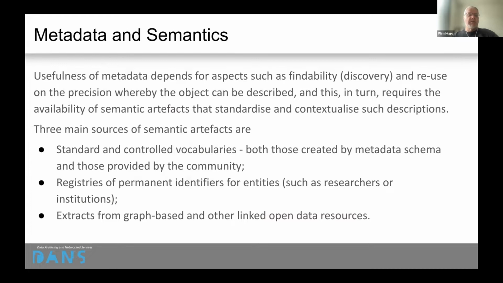Now, when we get to how we then expose our metadata to external semantics, we can categorize these external semantics in terms of their sources. We typically have standard or controlled vocabularies. Those are often created by the metadata schema or standards themselves, or they are agreed by the community. There are registries of permanent identifiers, most commonly for entities such as researchers or institutions, but also sometimes for concepts. So people might create registries of things like data types, for instance, and each of them would have some kind of persistent identifier associated with it. And then in general, there are graph-based or other linked data, open data resources that we can access.